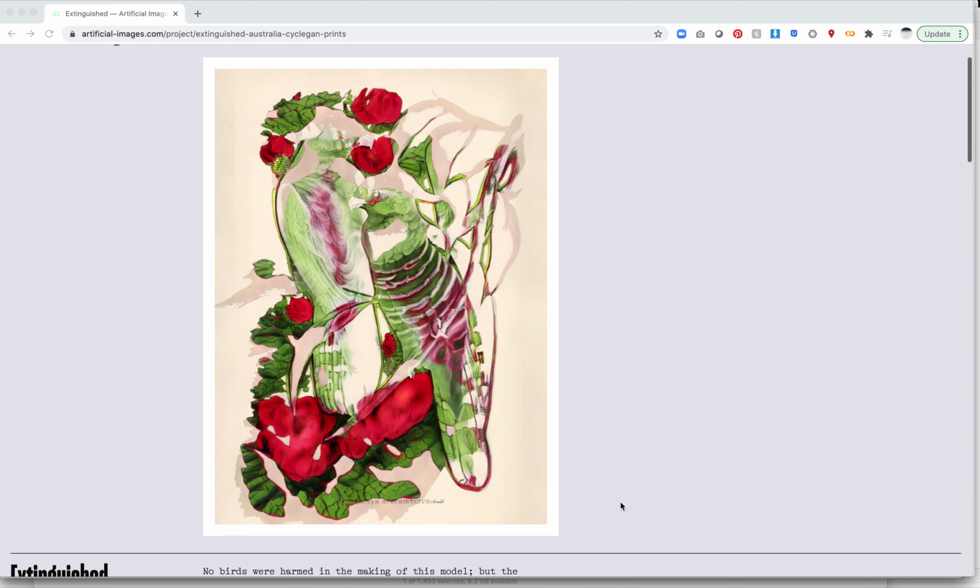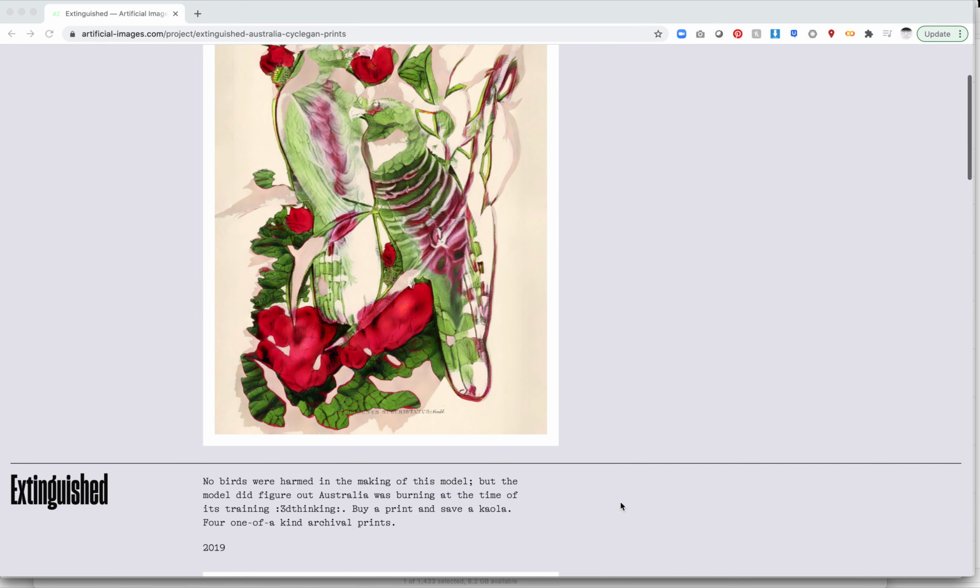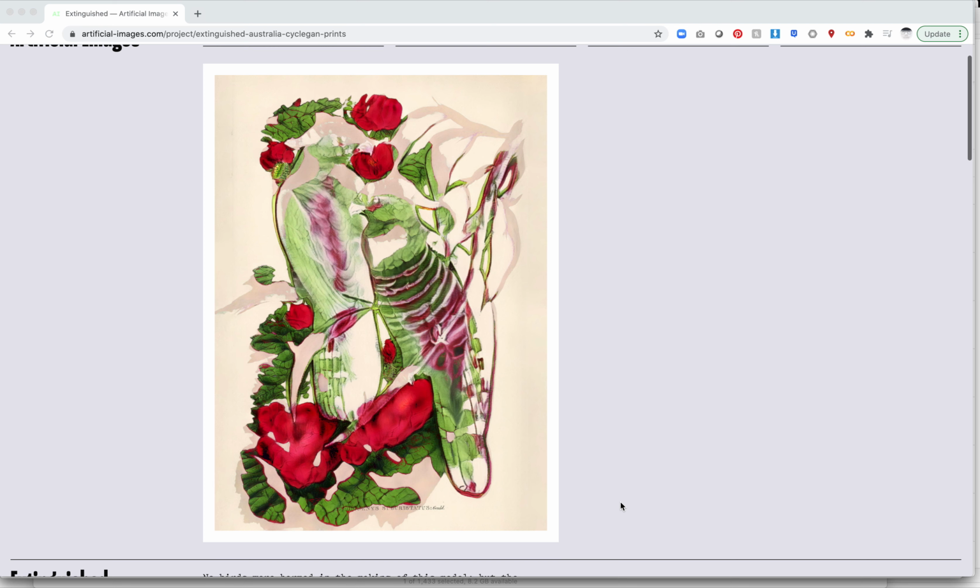So this project is called Extinguished. This is from 2019. It doesn't feel like it was that long ago, but it really was. This was done during when the Australian wildfires were happening. And I had just happened across a data set of Australian birds from the Biodiversity Heritage Library. I wanted to see if maybe I could make something, a sort of moment in time piece of art, to reflect on the experience.